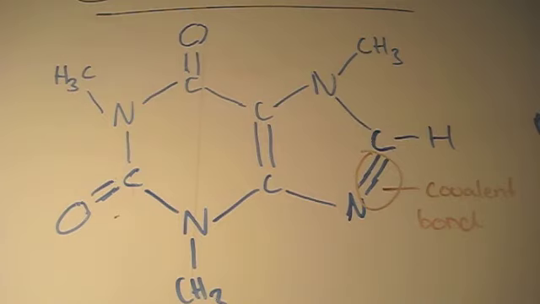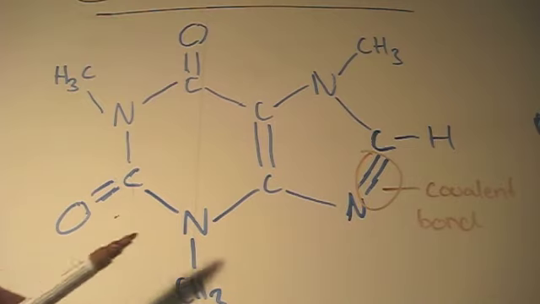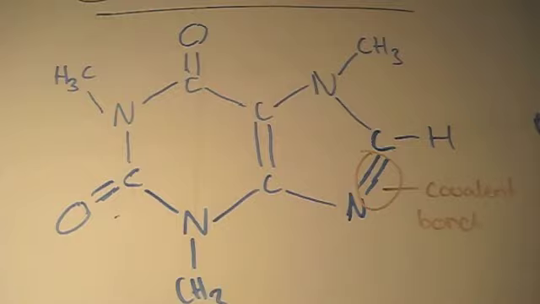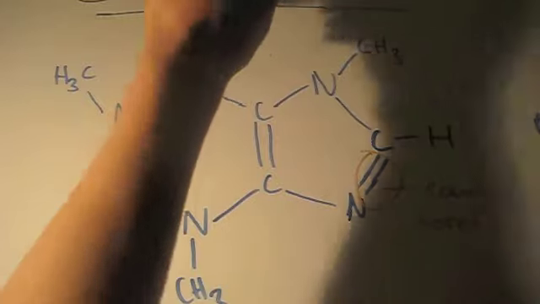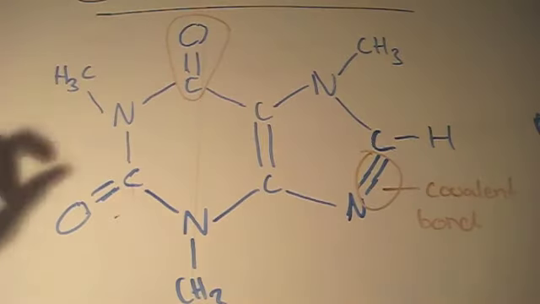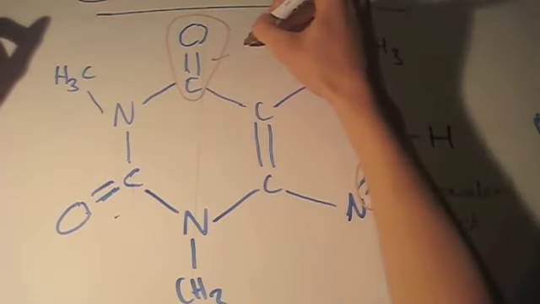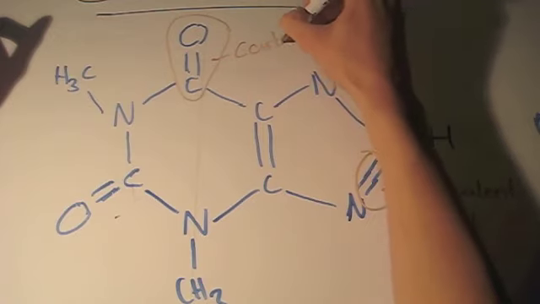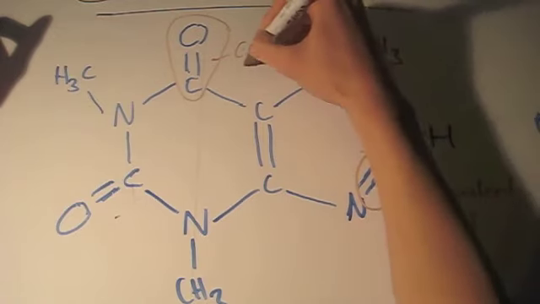Covalent bonds make up the bonding within caffeine. On a side note, quickly, covalent bonds may be single, double, or triple bonds. One double bond in caffeine is the carbon-oxygen bond. So here's an example of a carbon and oxygen bond. These are called carbonyl bonds.